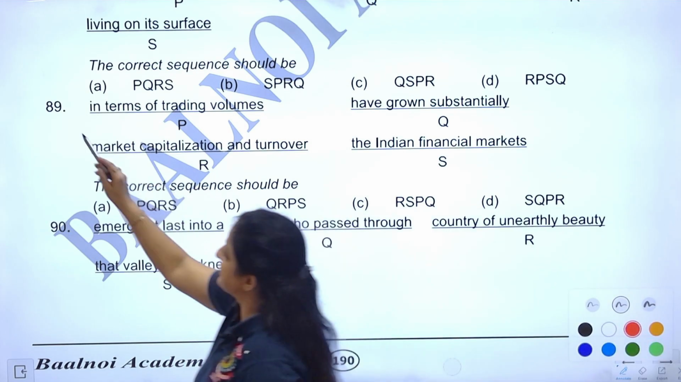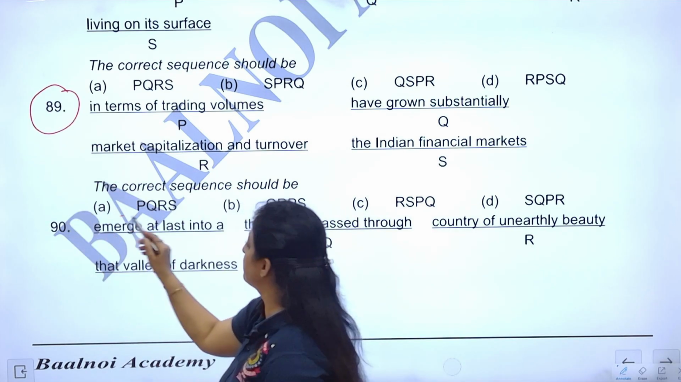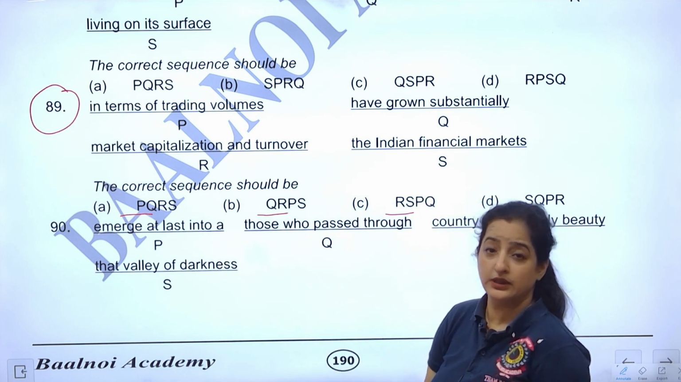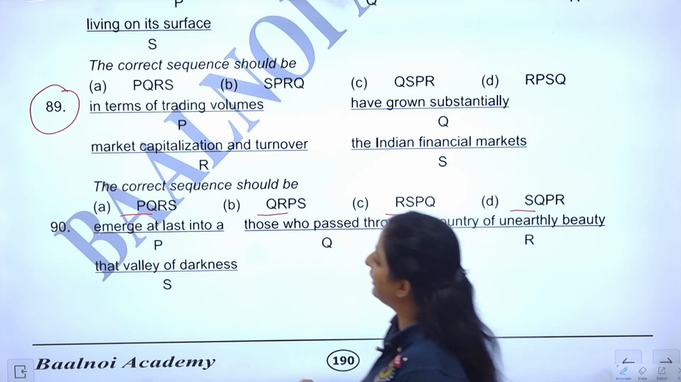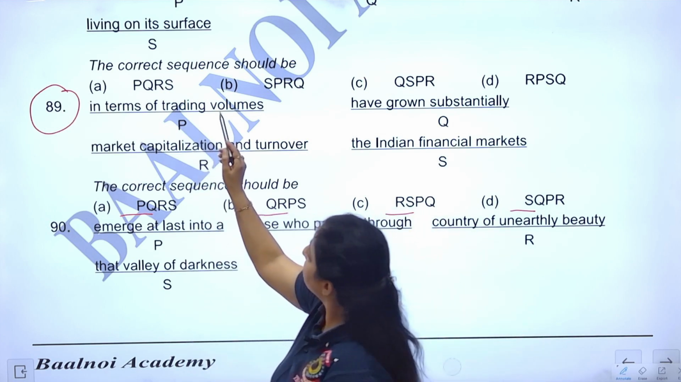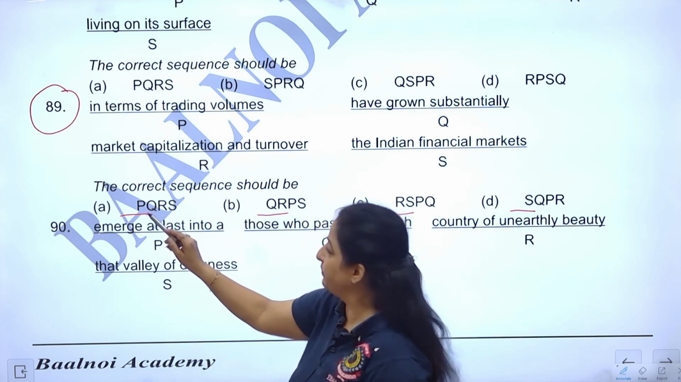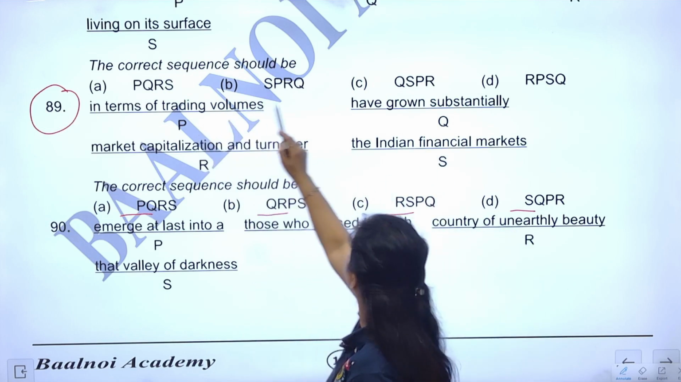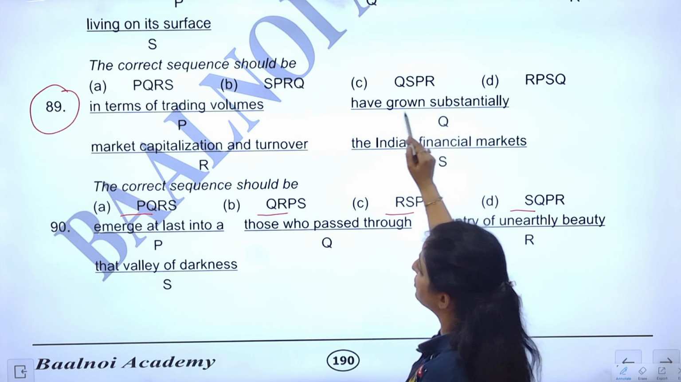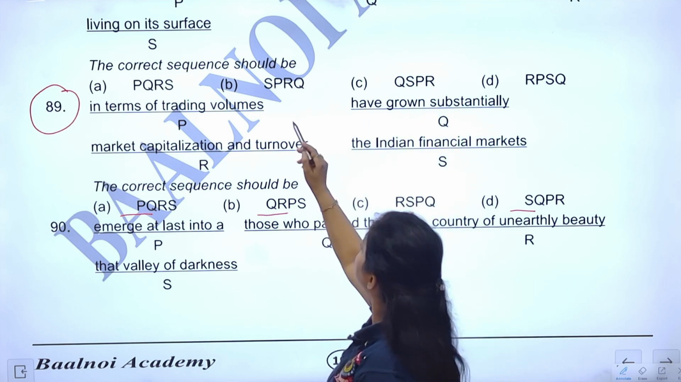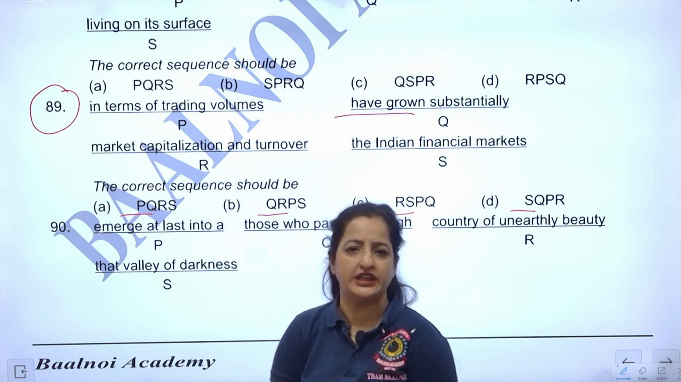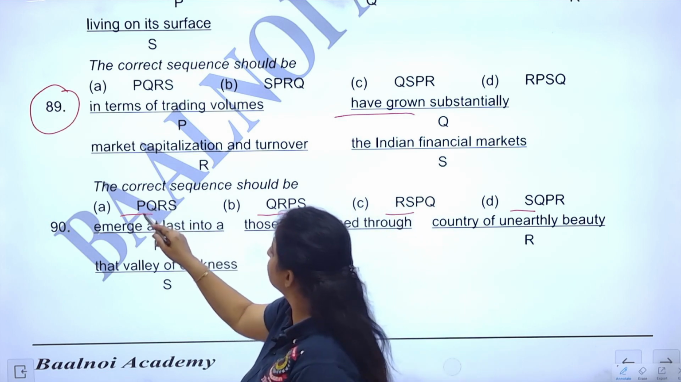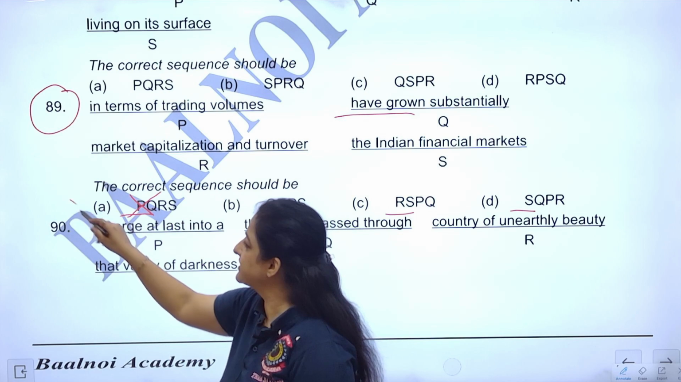We're doing question 89. Read the options. Alpha begins with P, Q, R, S. Okay, fine. All four are available. Let's read alpha. In terms of volume, when we read Q, PQ. Okay, it's PQRS as it is in sequence. In terms of trading volumes, has grown substantially. Doesn't make sense. What has grown substantially? I can't find any answer here. So P and Q is not connected.